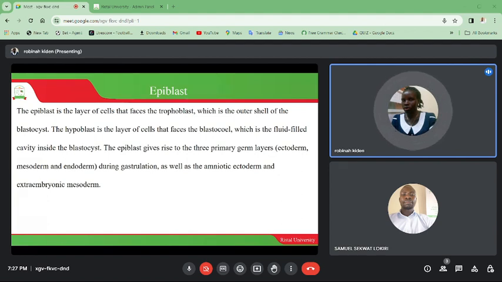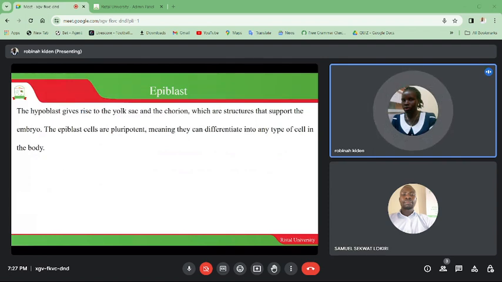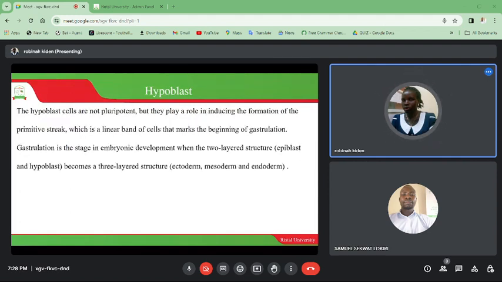So we still continue. The hypoblast gives rise to the yolk sac and the chorion. And these are very important as far as provision of nutrients to the growing embryo is concerned. Then the epiblast cells are pluripotent, meaning they can differentiate into any type of cell in the body. So let us look at the hypoblast. The hypoblast cells are not pluripotent.